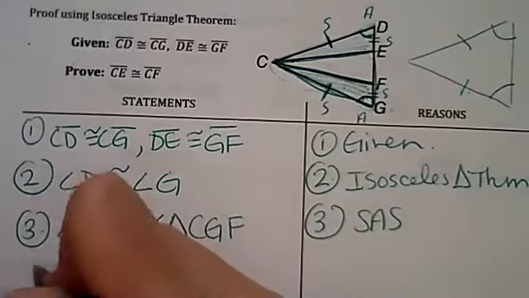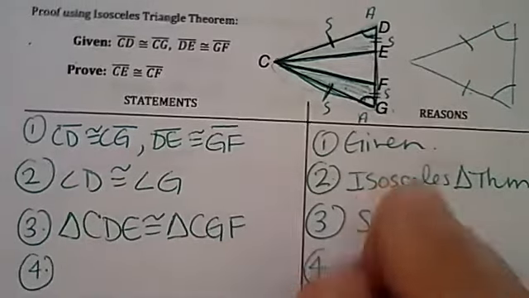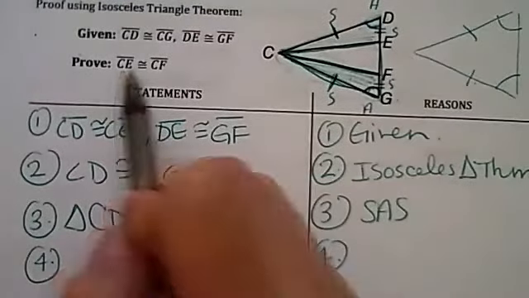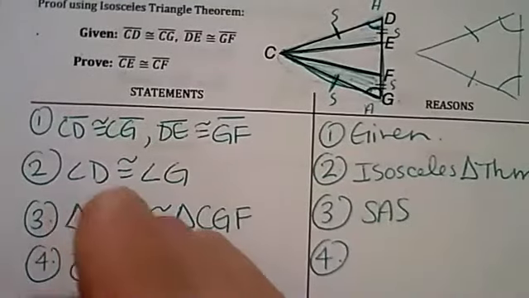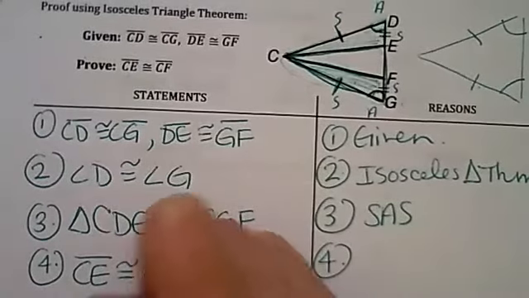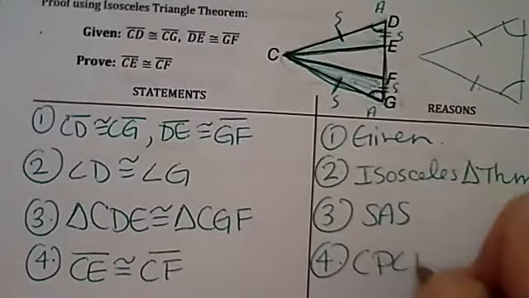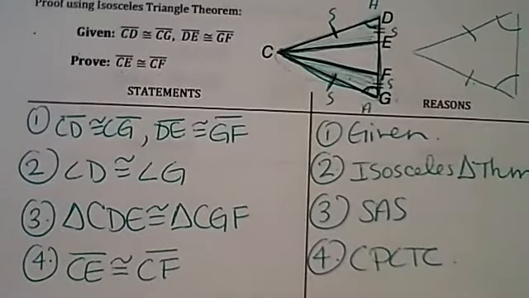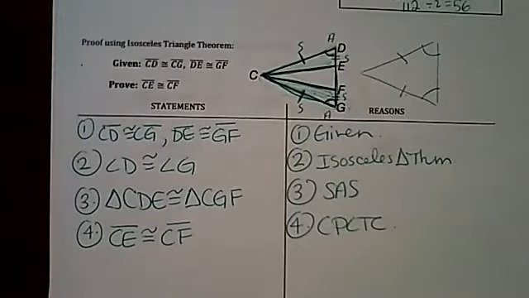Okay, now that I have the triangles are congruent, now all their corresponding parts are congruent. So now I could say that CE is congruent to CF, and that would be CPCTC. So there's our first proof using that theorem. Do we have any questions about anything that I did? No. Okay, so let's go to the second page then.